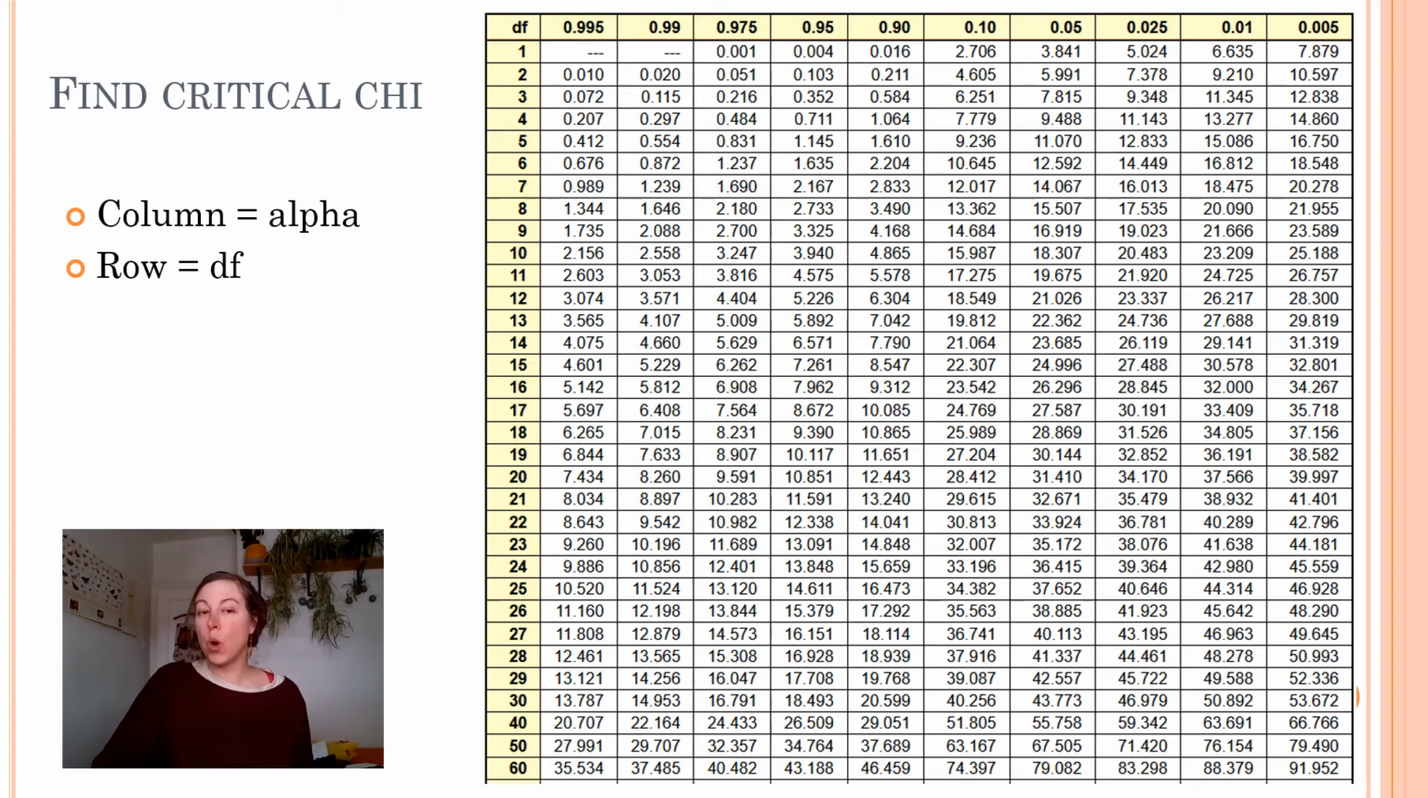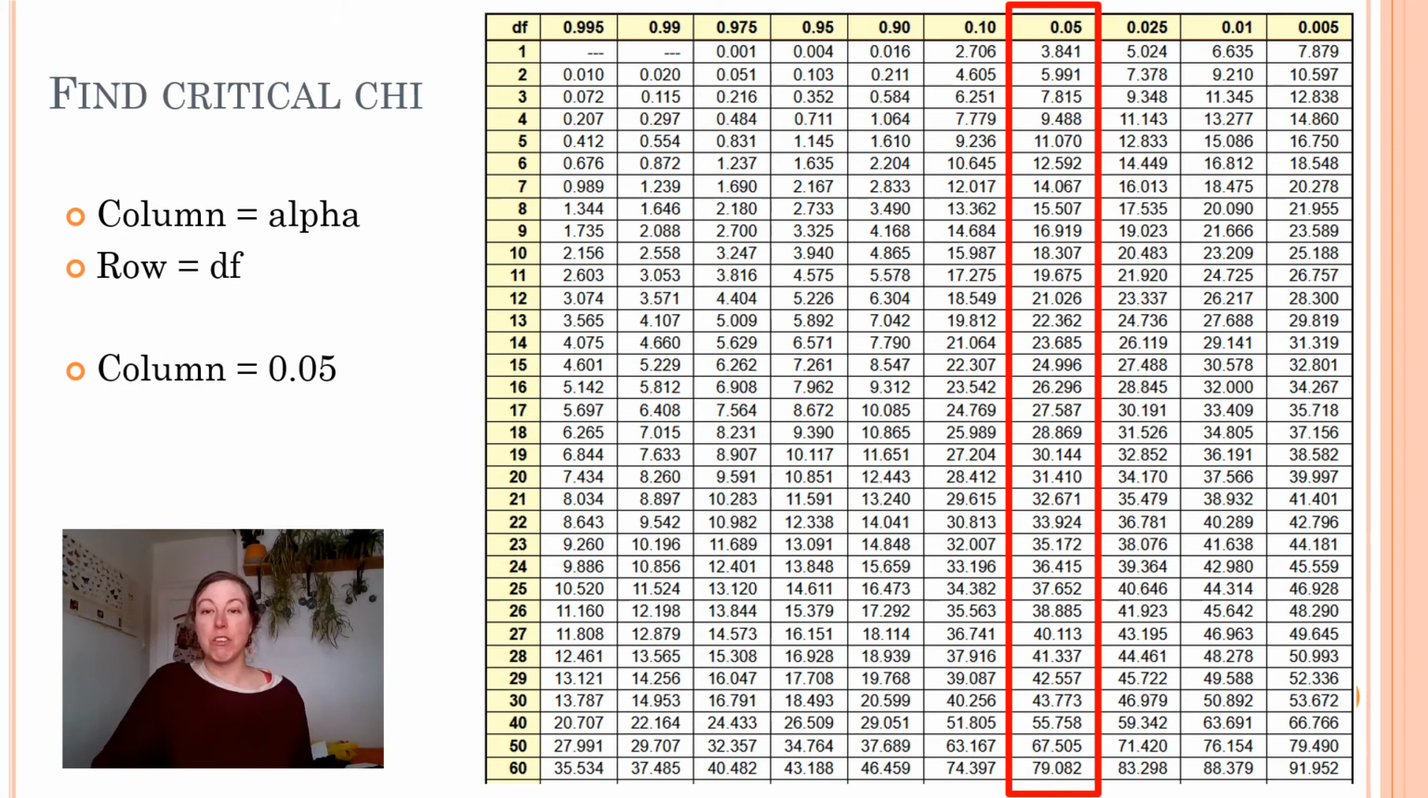So we need to know which row to use and which column. I like to do column first because it always stays the same. Our column is always 0.05. This to me is the cutoff line. Everything on this side of that cutoff line, we're going to accept our HO. Everything is the same. But if we cross this critical threshold, everything on this side, we're going to reject our HO. Things are different over here.